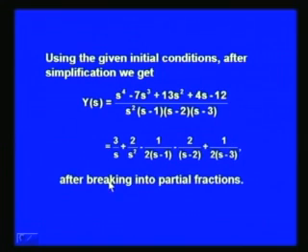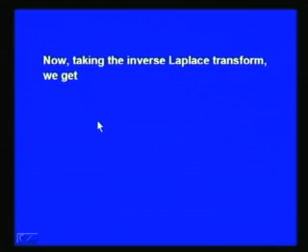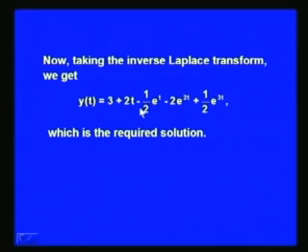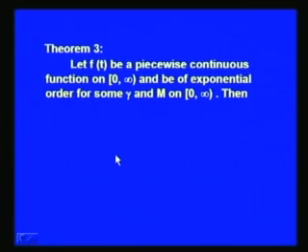Now, in order to find the desired function y(t), we will take the inverse Laplace transform on both sides of the last equation. So, we get the inverse Laplace transform of Y(s), which is y(t), equal to 3 plus 2t minus half e^t minus 2e^(2t) plus 1/2 e^(3t), which is the required solution of the given initial value problem.